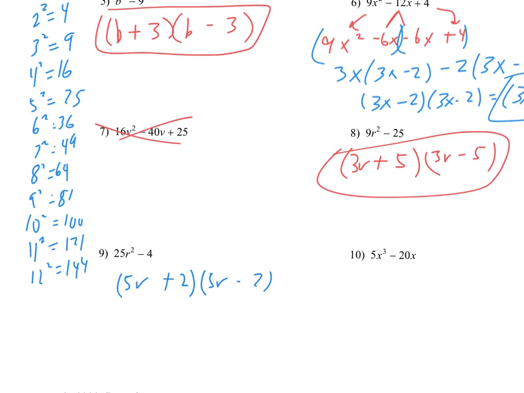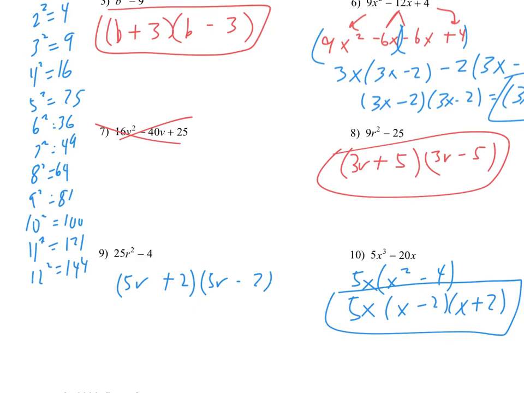Now number 10, these are not perfect squares, but I see I can do a GCF here, so I'm going to take out a 5x like we were doing at the top of this page. If I take out that 5x, I'm left with x squared minus 4 in there, which then I can break down as x minus 2, x plus 2. So if you ever have a binomial that's not perfect squares, see if there's a GCF, and then try it out.